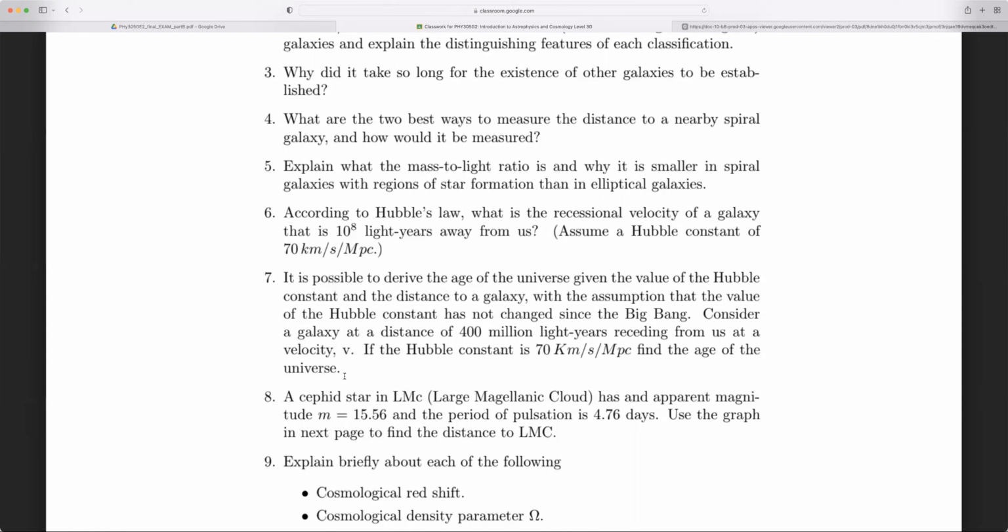Now if you go through the lecture about the distribution of galaxies, the last one, I have clearly explained how to find the age of the universe step by step in certain slides. So go back and look at it, and you can find the answer for this one, right?